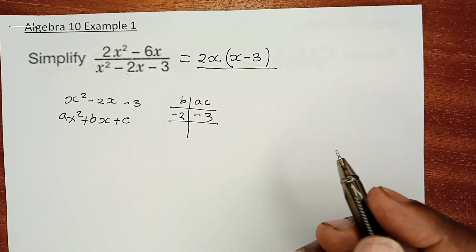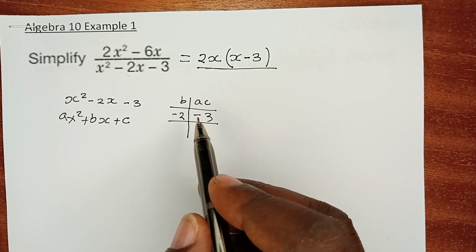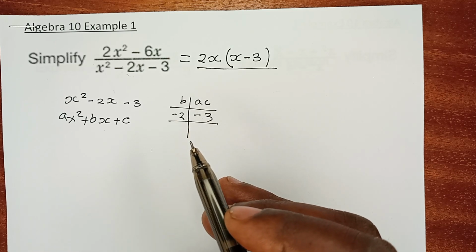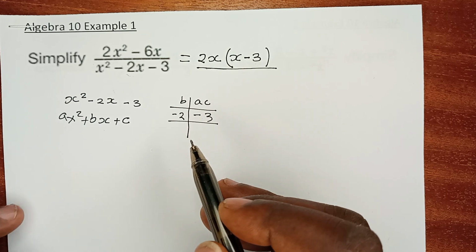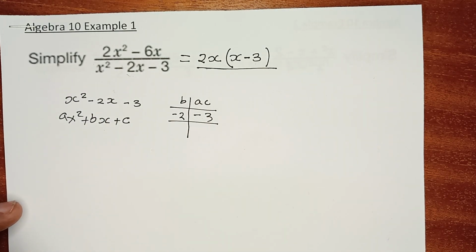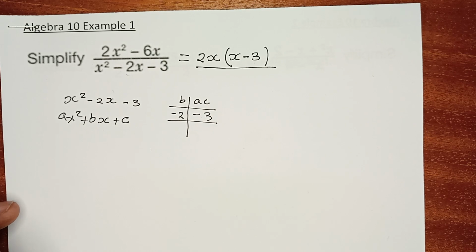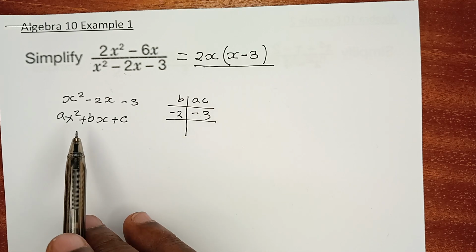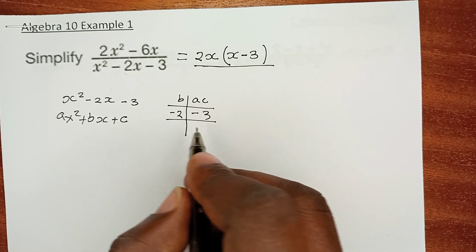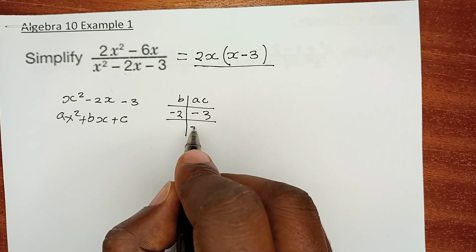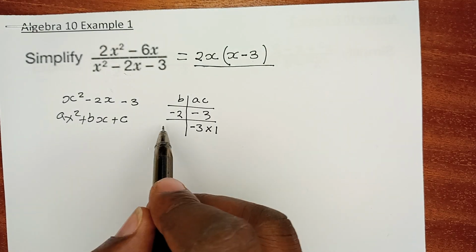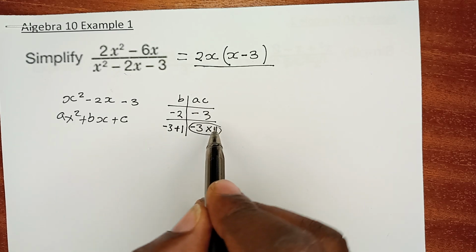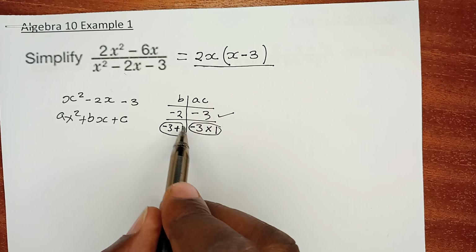So which two terms do we multiply that give us negative 3, and the same two terms we add, they give us minus 2? Which are these two terms that we multiply to give us AC, and we add to give us negative 2? Obviously, this is minus 3 times 1 and minus 3 plus 1. Minus 3 times 1 is going to give us negative 3, and negative 3 plus 1 is going to give us minus 2.